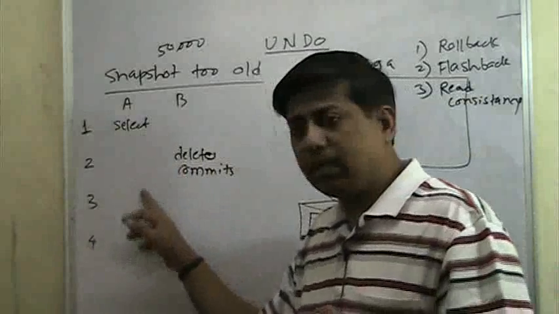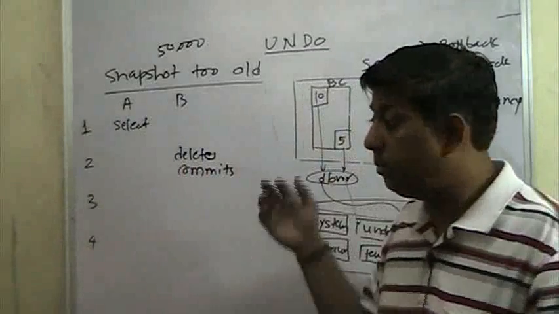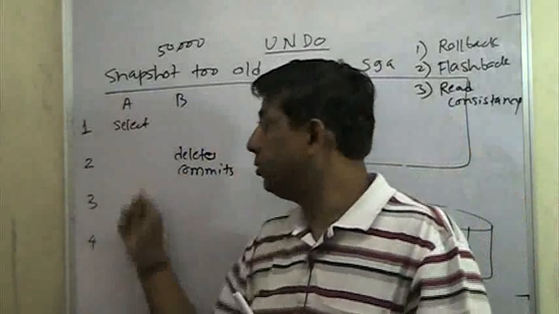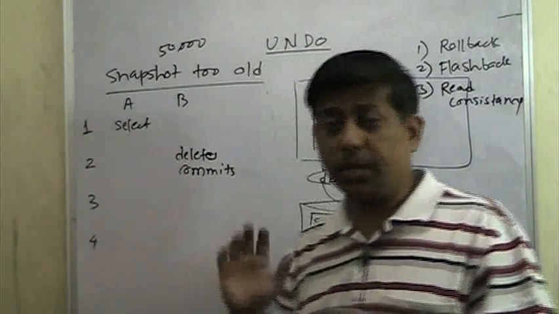This guy is running that query. This guy comes in and he deletes like 10 rows from that table and he immediately commits it. Now when the actual result comes in, what should this user A get? What should be the answer he should get? 50,000. 50,000, and that is what read consistency is.